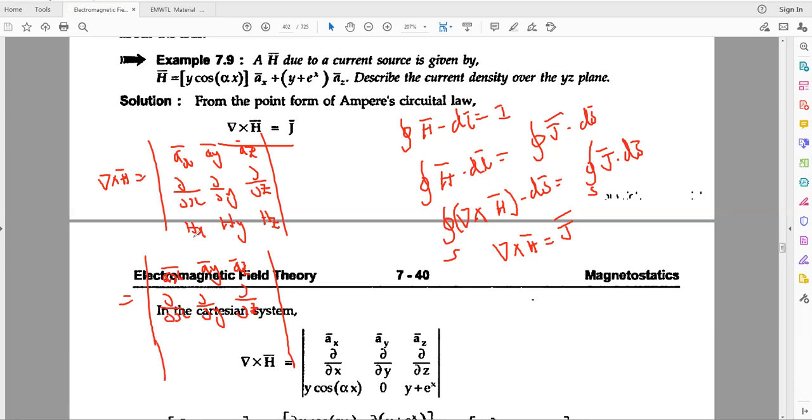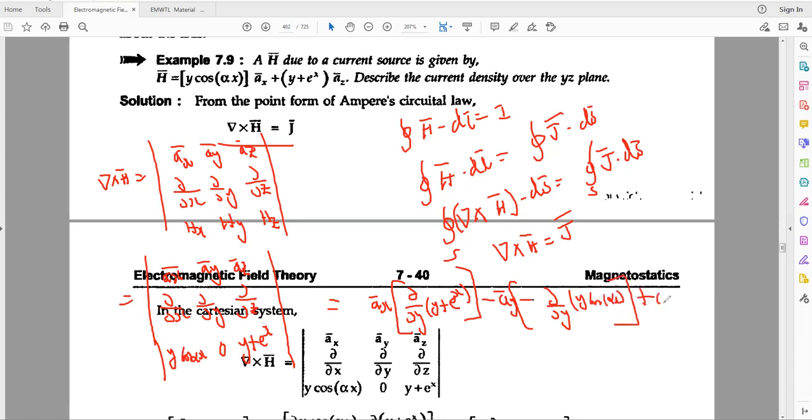Now in the H bar, HX is the AX bar coefficient, which is given as Y cos alpha X. There is no HY because the AY bar coefficient is 0, and the AZ bar coefficient is Y plus e power X. So now we can apply the cross product. It is AX bar into, dou Z by dou Y of Y plus e power X, and the first term is 0. Next, minus AY bar into, the first term is 0, the second term is minus dou by dou Y of Y into cos alpha X.